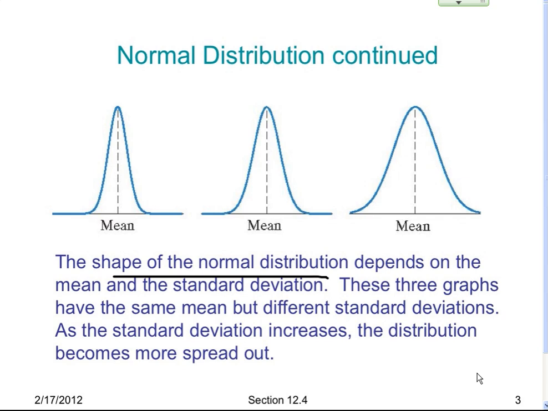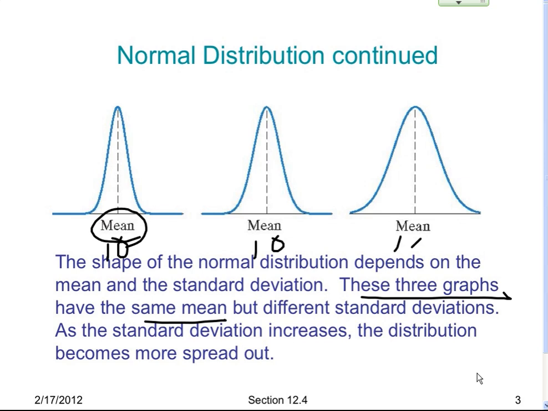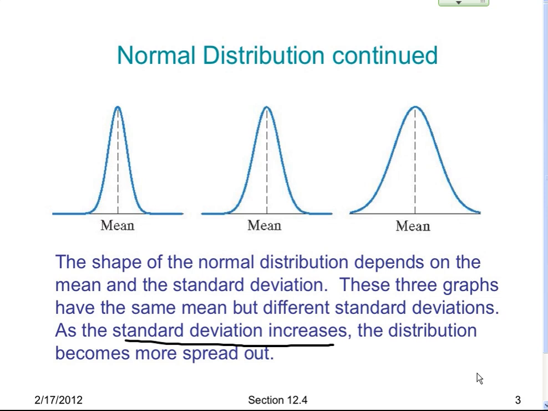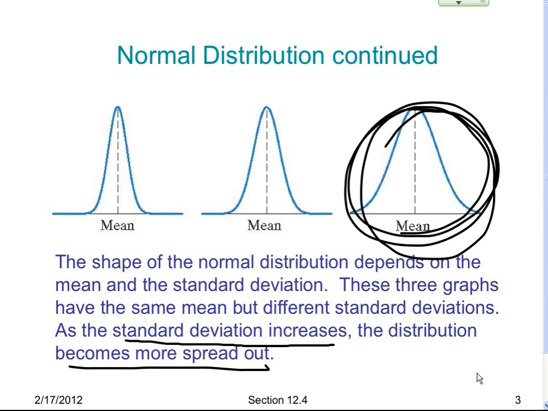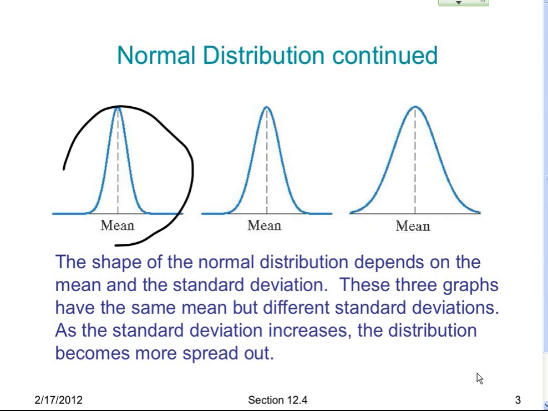The shape depends on the mean and the standard deviation. So each of these three graphs has the same mean. So let's say the mean is 10. So this would have a mean of 10, 10, 10. But notice one is skinnier, one is fatter. That has to do with the standard deviation. So the larger the standard deviation, the more spread out the bell curve is. This graph right here would have a larger standard deviation than this one.